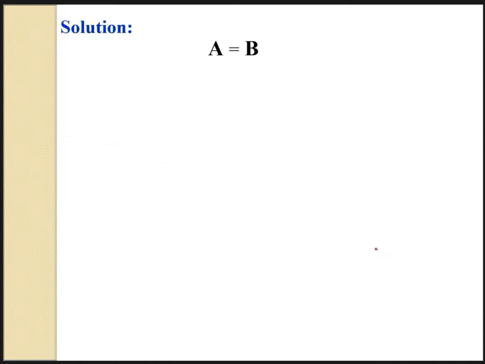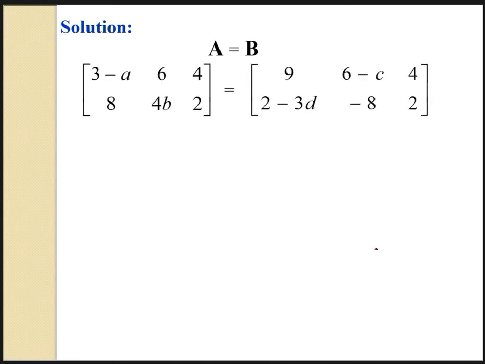Since both matrices are equal, we can just equate them and put them side by side with an equal sign in the middle. Next, since we want to find the values of A, B, C, and D, we have to compare the elements. Like this, the first element, 3 minus A, is compared with the first element of matrix B. We can just solve this algebra to find our A, which is -6.